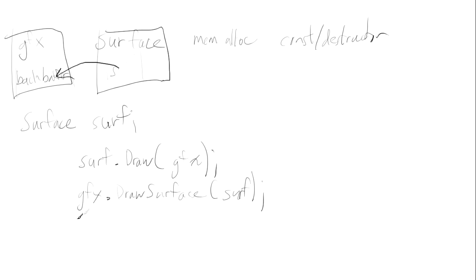There's other ways we could do it. We could do something like surf.draw, and we pass it nothing. We pass it nothing, but in the surface object we could have a graphics pointer to G, and we could make this point to the graphics object. So when you call surface.draw, it uses the graphics pointer to refer to the graphics object. These are the different kinds of syntax that we can imagine for our surface.